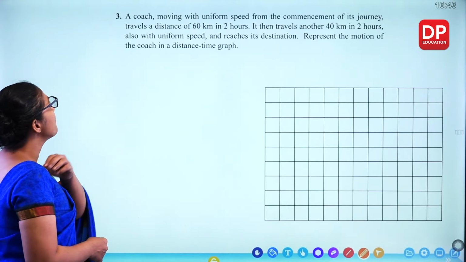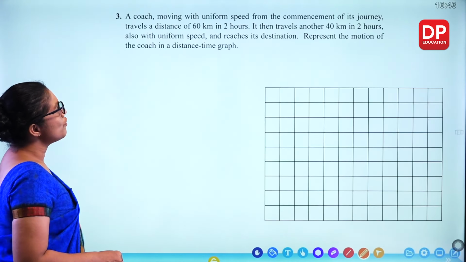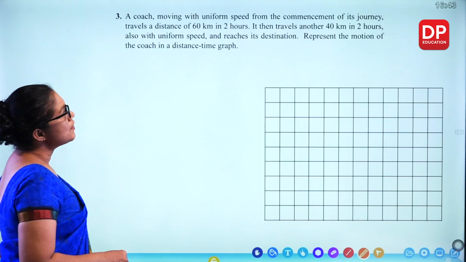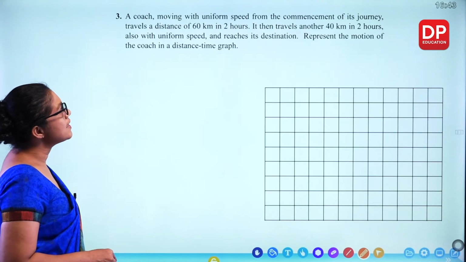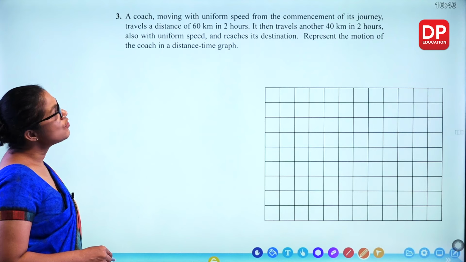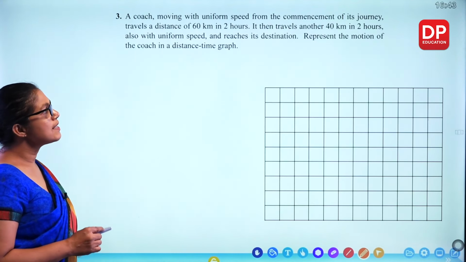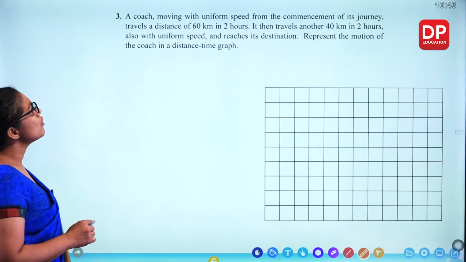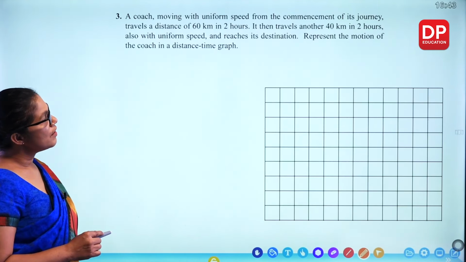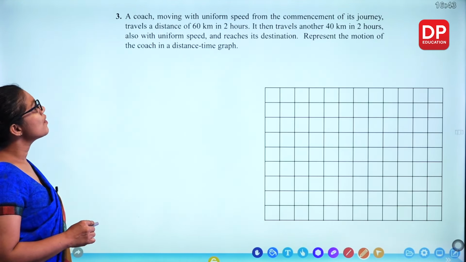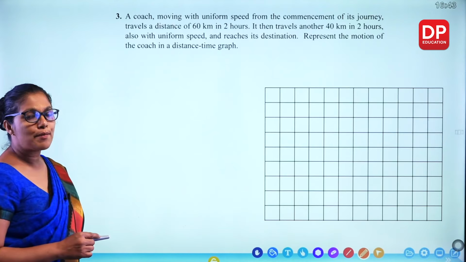Question number 3. A coach moving with uniform speed from the commencement of its journey travels a distance of 60 kilometers in 2 hours. It then travels another 40 kilometers in 2 hours, also with uniform speed, and reaches its destination. Represent the motion of the coach in a distance time graph.